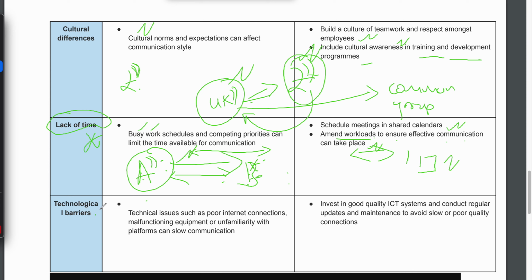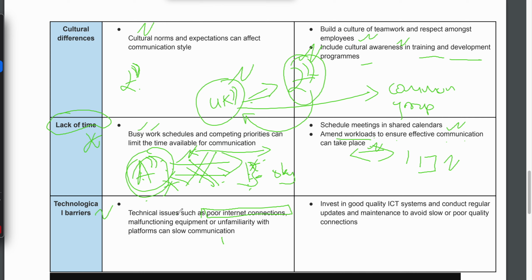Then to close it up, we have technological barriers, such as poor internet connectivity, where A is communicating with B probably over Skype. If A's network is poor, B will not get the full message, or the communication flow is going to be affected. Why? Because there is a connectivity problem.